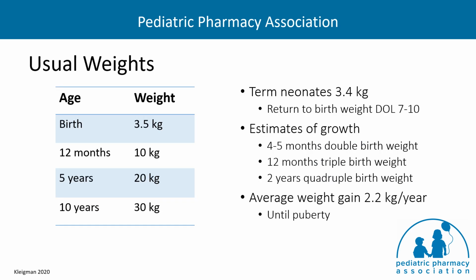Getting an accurate weight can be a challenge at times. Knowing the usual weights at different points during development can be helpful. The average newborn weighs about 3.5 kilos, and during the first year of life, they will triple their birth weight. Weight increases by about 2.2 kilos a year until puberty. The usual weight of a 5-year-old is 20 kilos, and that of a 10-year-old is 30 kilos.